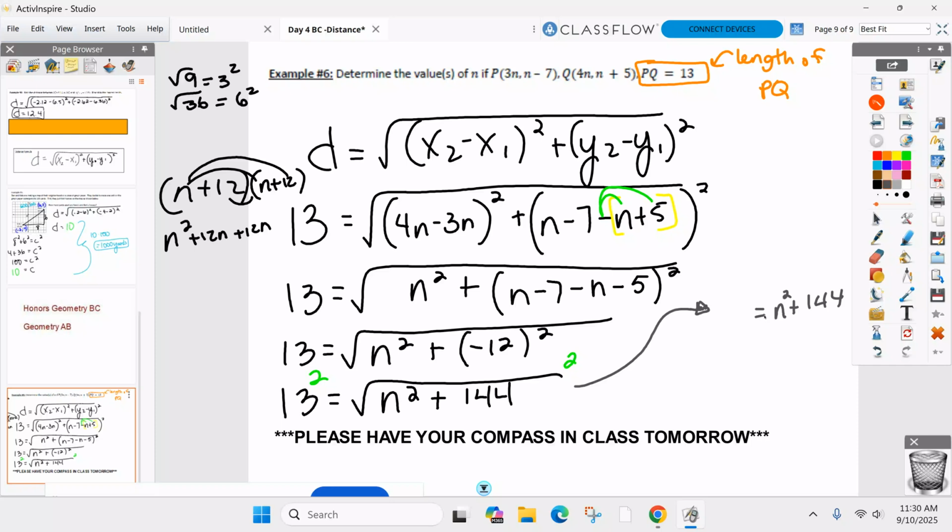Just gets rid of the radical. And then 13 squared, calculator, 169. And how do you feel now? What do I have to move now? Move the 144 over, which is a nice perfect number, huh? 25 equals n squared. What do you want to do next? Square root. I want to get rid of this, so I want to square root both sides.